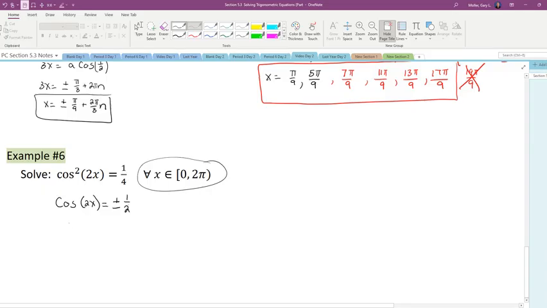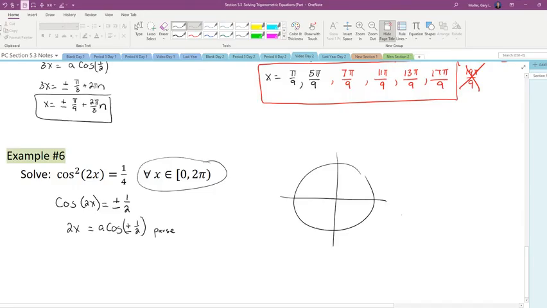Now I got to get rid of cosine. So I'm going to take the arc cosine of positive and negative 1/2. I'm going to pause here and make my circle. Cosine is going to be 1/2 at pi over 3 and at negative pi over 3 or at 5 pi over 3. But I also want negative 1/2. So that means we're actually looking at pi over 3 in every quadrant.